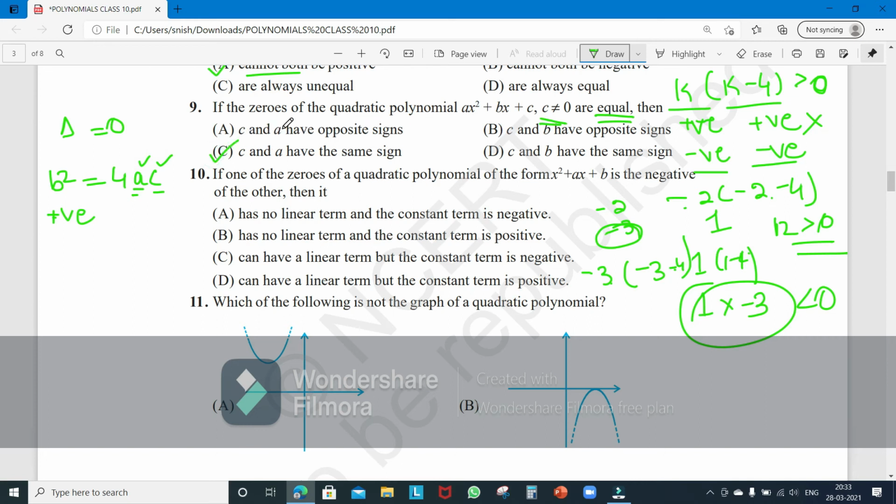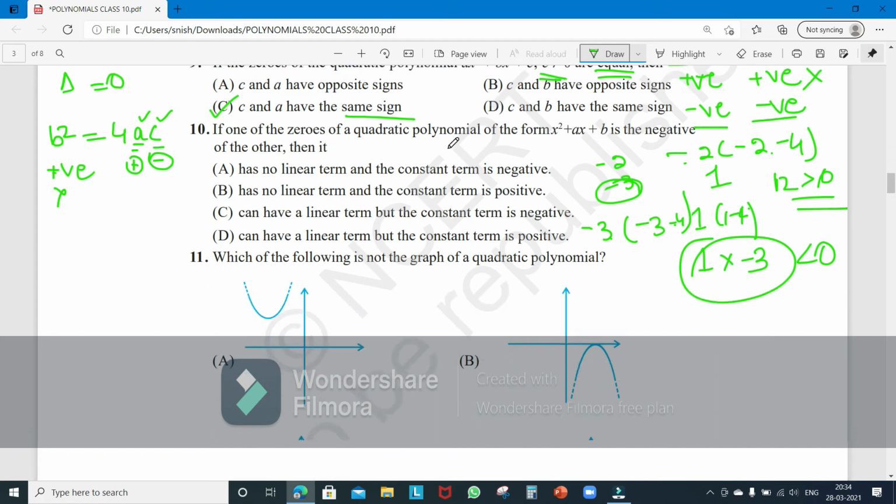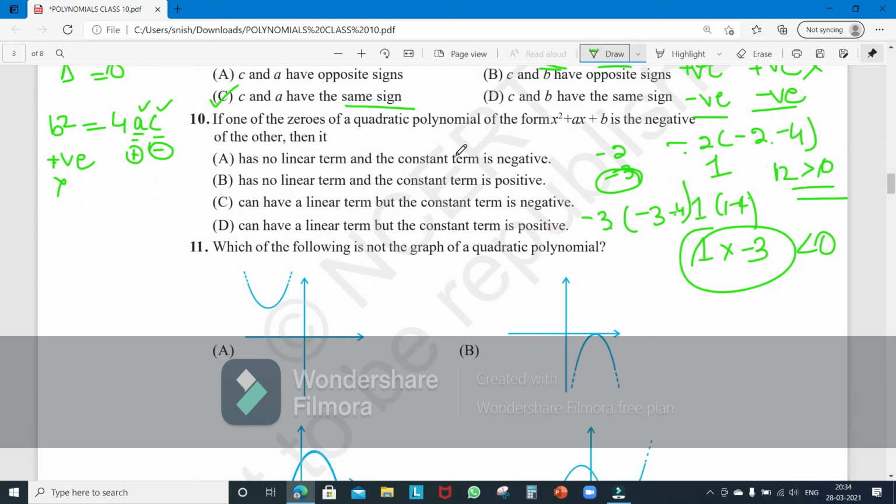If they have opposite signs, definitely one will be positive and one will be negative. Positive into negative will not give you positive, it will give you negative. So using this basic idea, you can mark this answer. There's no relation between b and c here. It's not that if b is positive, c should be negative or something like that. So next question, the 10th one.